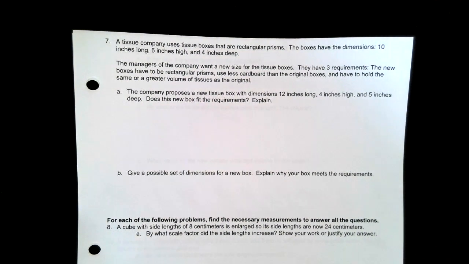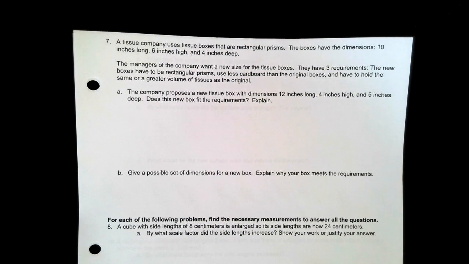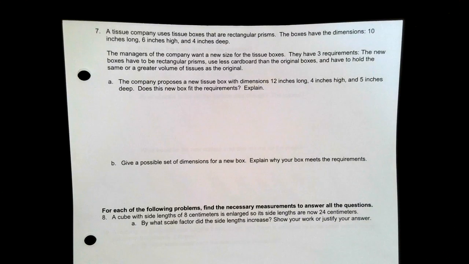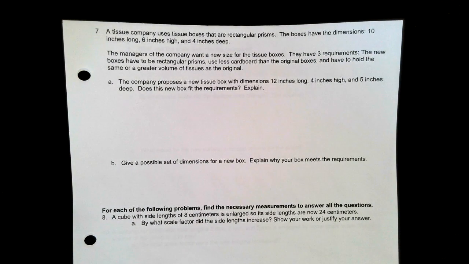So the next page says that a tissue company uses tissue boxes that are rectangular prisms. The boxes have dimensions 10 inches long, 6 inches high, and 4 inches deep. The managers of the company want a new size for the tissue boxes. They have 3 requirements. The new boxes have to be rectangular prisms, use less cardboard than the original boxes.